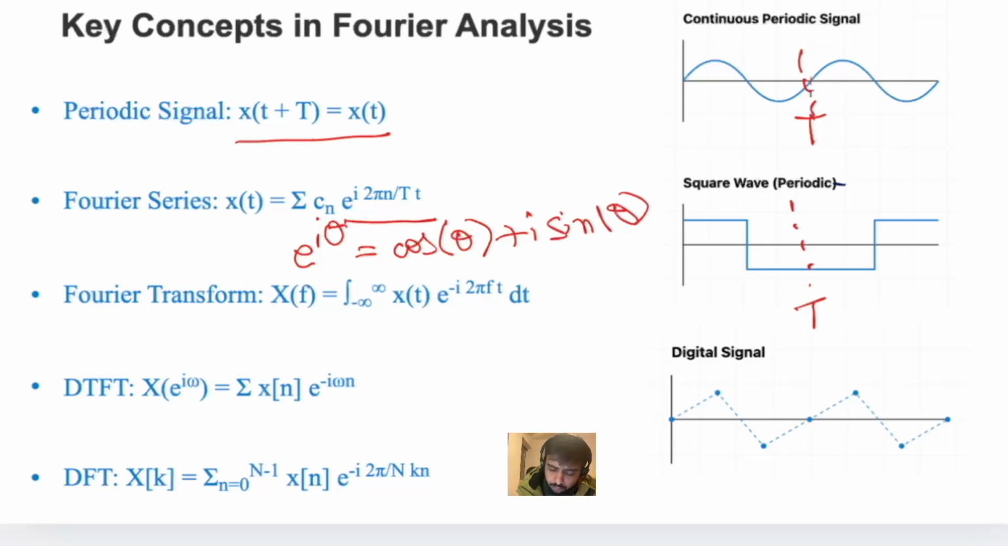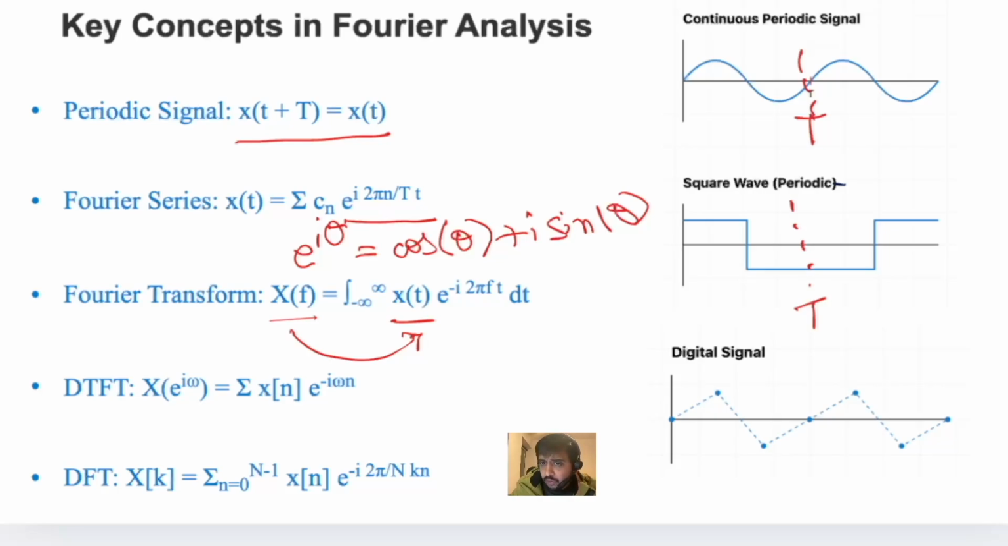Here x of t can be any general signal, which need not be periodic, and it can be represented as a summation or integral of infinite complex exponentials or infinite sinusoids. This is known as the Fourier transform. And here X of f is the frequency domain representation of our original time domain signal, which can be both periodic or non-periodic, so it's capturing the frequency content of all possible frequencies f.